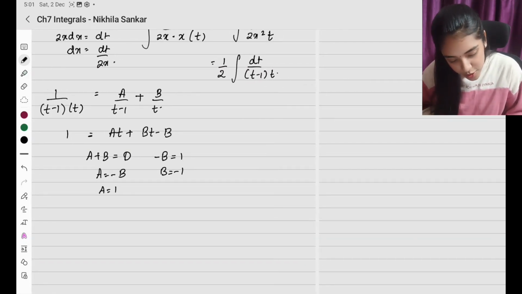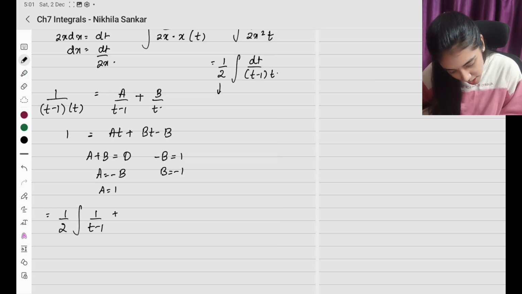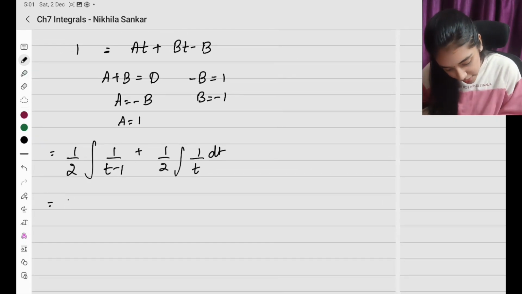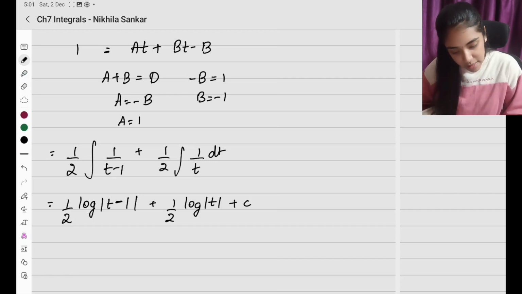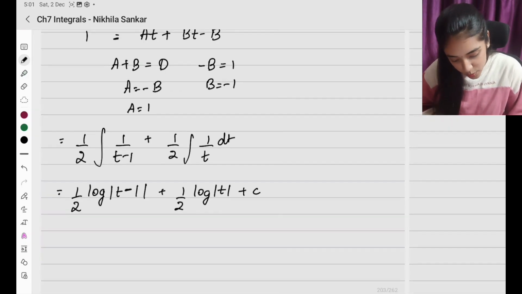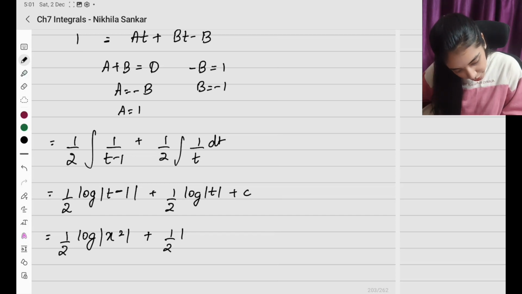Now how does my integral look like? I have a 1 by 2 here, so don't forget 1 by 2 integral of a by t minus 1, so 1 by t minus 1 plus b by t, dt. So when I find the integral, half log mod t minus 1 plus half log mod t plus c. But what is the value of t? You know t is going to be x square plus 1. So half log mod x square plus 1 minus 1 is log mod x square, plus half log mod x square plus 1 plus c.